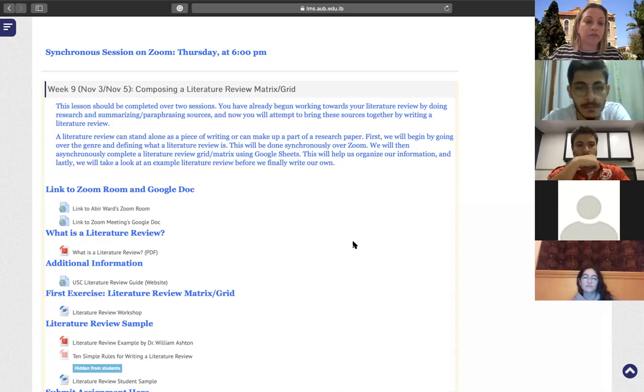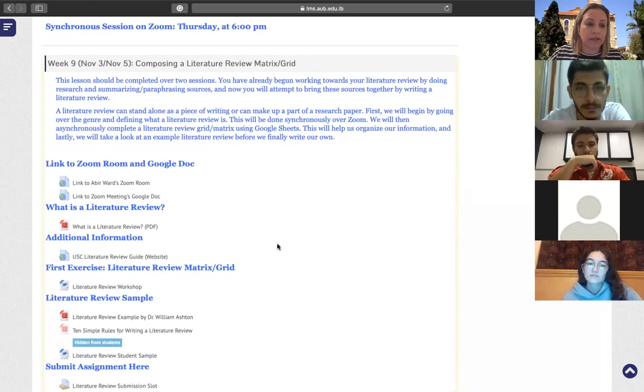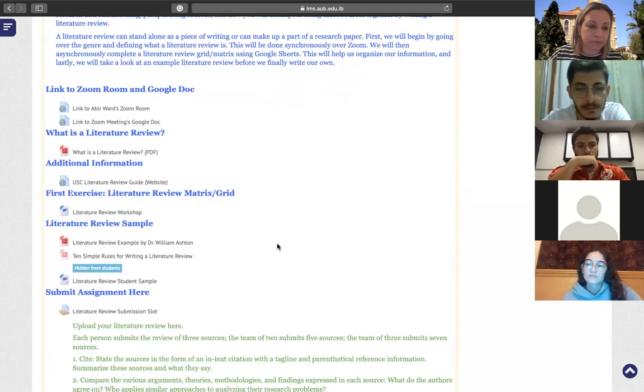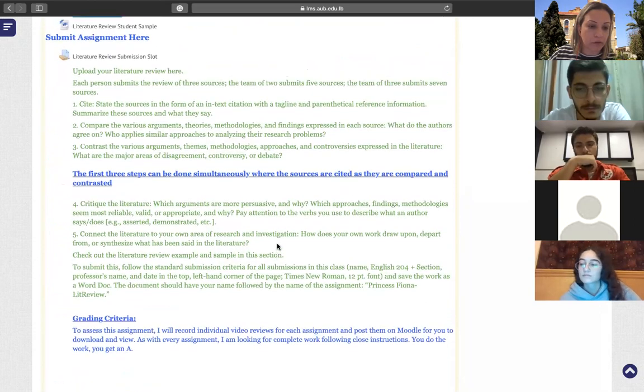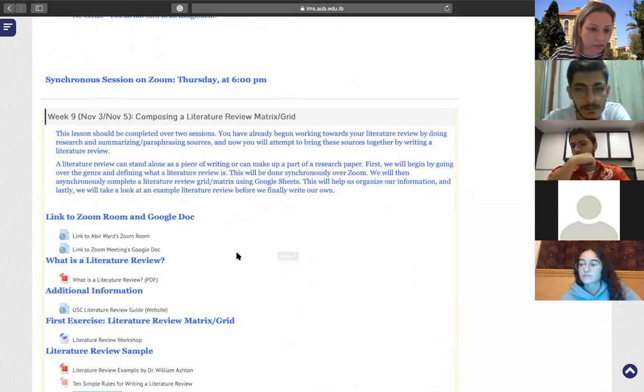To develop a review matrix or a grid, what we need to do is collect the articles first and start plugging them into this review matrix or grid. Let me open up, one second.